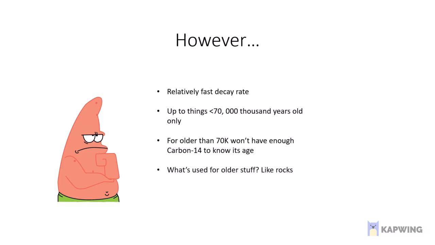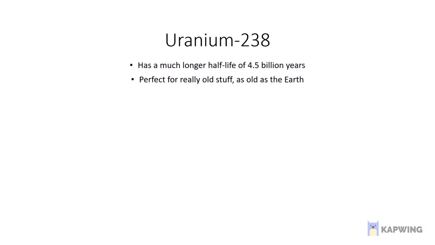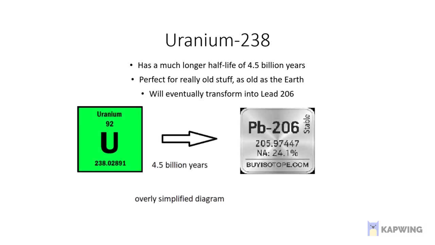So what's used for older stuff? Well, scientists use uranium-238. So what's this, you might ask? It has a much longer half-life of 4.5 billion years. Perfect for really old stuff, as old as the Earth, and will eventually transform into lead-206 since it's unstable. So you can see there.